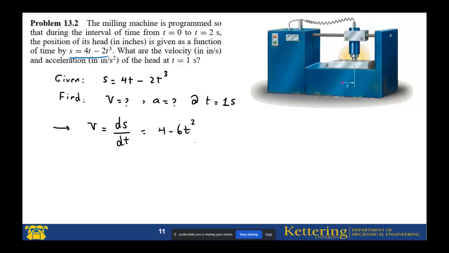The derivative of s with respect to time, for some of you, just please review the calculus on how to find the derivative. The derivative of 4t is 4. The derivative of this one will be minus 2 multiplied by 3, t to the power of 3 minus 1. It is minus 6t squared. Now, if I substitute t equal to 1 into here, 4 minus 6 multiplied by 1 squared, this will be minus 2 inch per second.